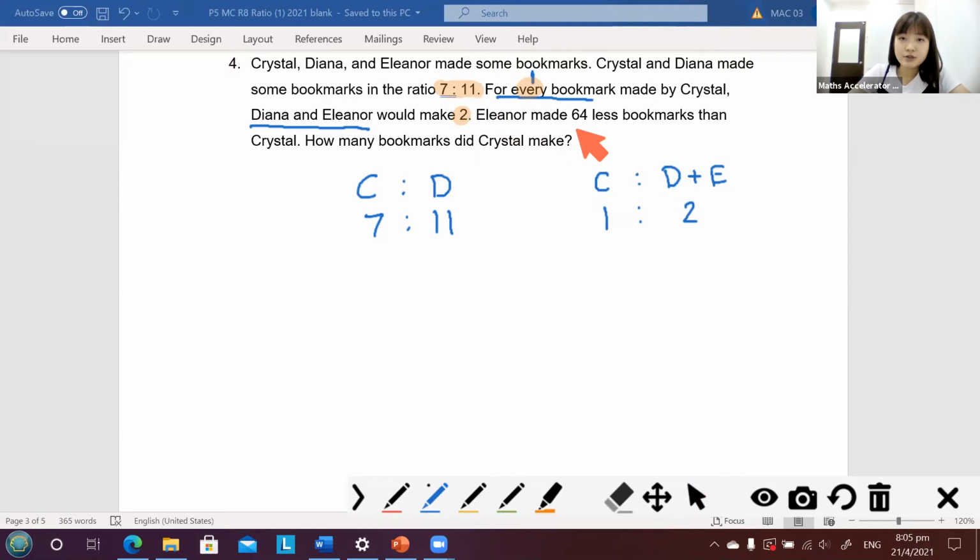So now, Eleanor made 64 less bookmarks than Crystal. 64 less. Crystal, okay, do we know the number of units she has? Let's check our ratio. 7 here, 1 here. Then how? What should we do here? Can we use Crystal to be 1 unit or 7 units? What can we do here?